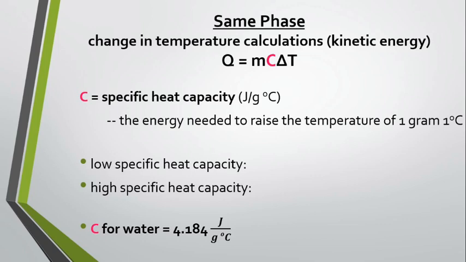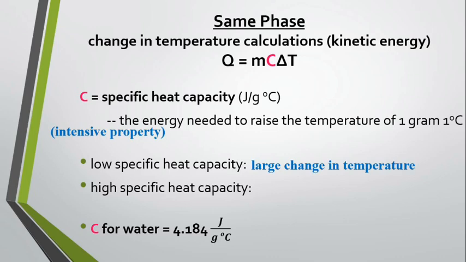When I have a very low C, a very low specific heat, it means there's a low barrier to causing that temperature change. That means that it is going to have a larger change in temperature if you give it the same amount of heat as something that has a higher specific heat. That higher specific heat is going to have a smaller change in temperature if it is given the same amount of energy as that other substance.